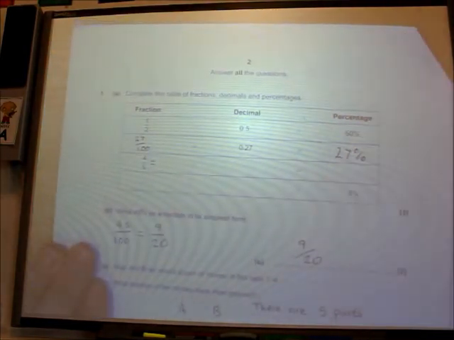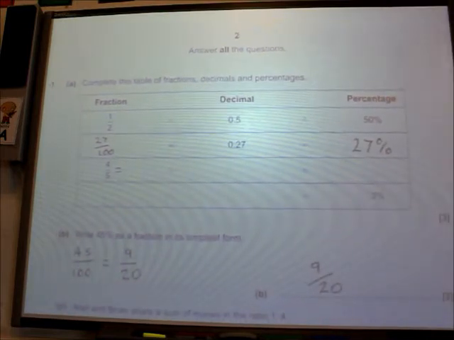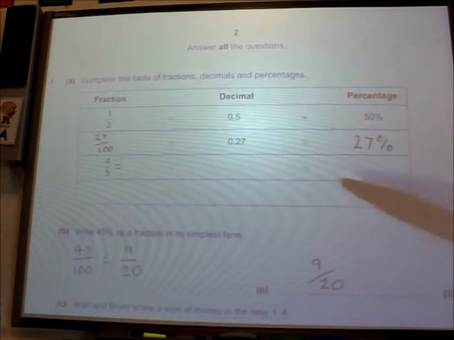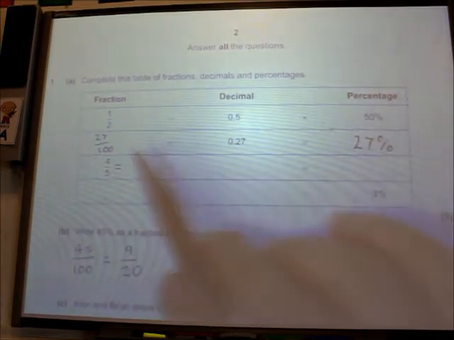What I'm going to do is talk you through all the questions. I'll give you as much detail as I can, but obviously I don't want to make it go on for too long. Question 1, you don't even really need to read the question. It's fairly obvious what you need to do. It's convert fractions to decimals to percentages. So the top one is done for you.